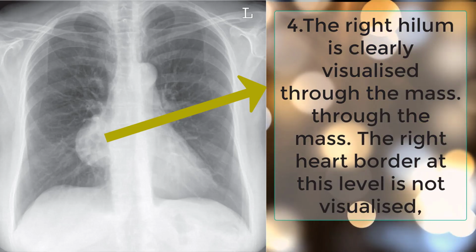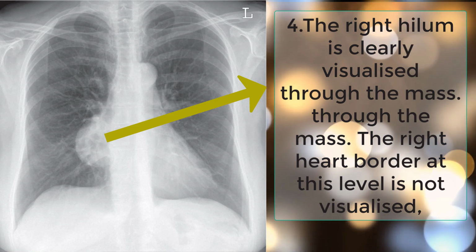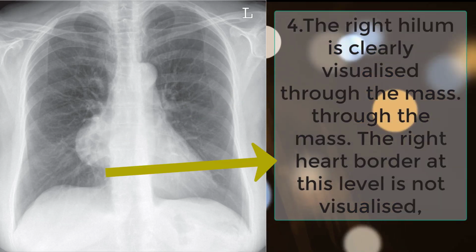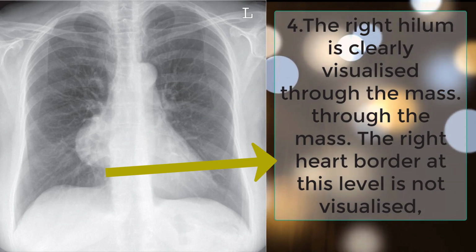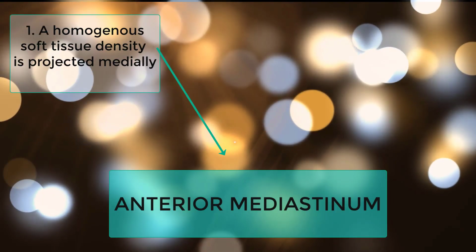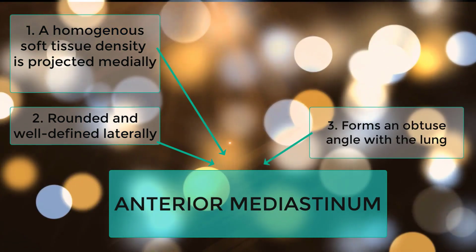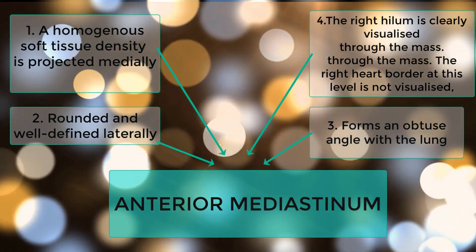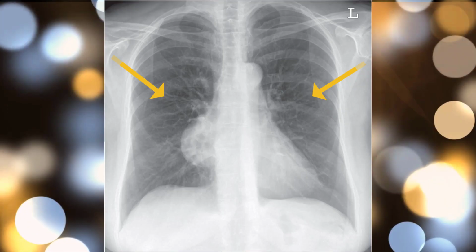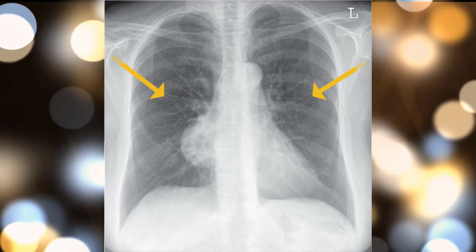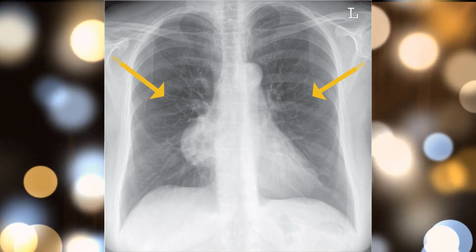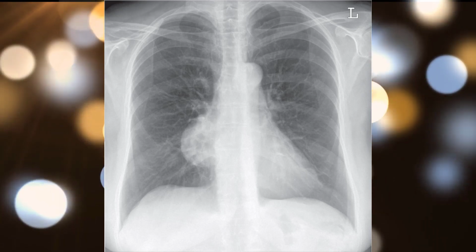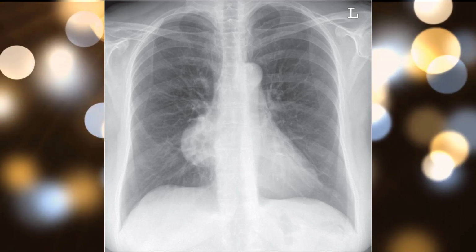Here, the right hilum is clearly visualized through the mass. And as you can see, the right heart border at this level is not visualized, although it is evident inferior to the mass. So guys, these all features suggest that the mass is localized to the anterior mediastinum. I hope this is clear to you up to now. And what are the other findings? Okay, the lungs are clear and there are no abnormalities of the thoracic cage seen. And both breast shadows are present.